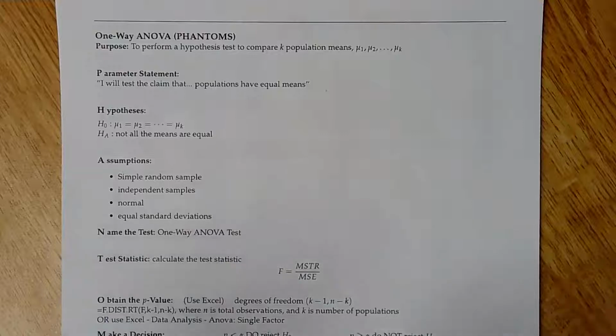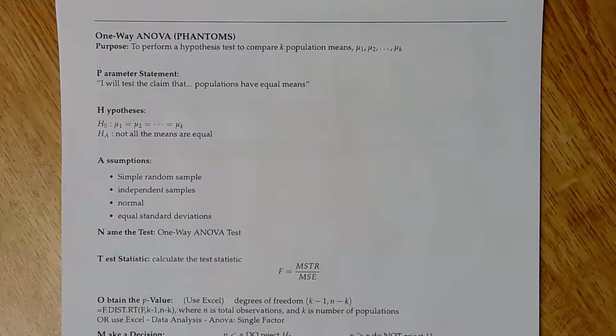So for example, we're looking at that electricity distribution problem a little bit ago. So I will test the claim that the average electricity use is the same across all those populations. Your null hypothesis is that all those means are equal. So mu1 is equal to mu2 is equal to mu3 all the way out to mu k. Your alternative hypothesis is that not all of the means are equal, meaning at least two of them are different.